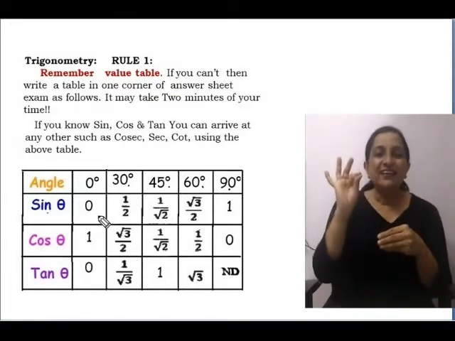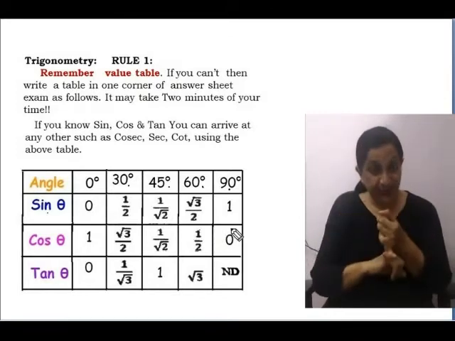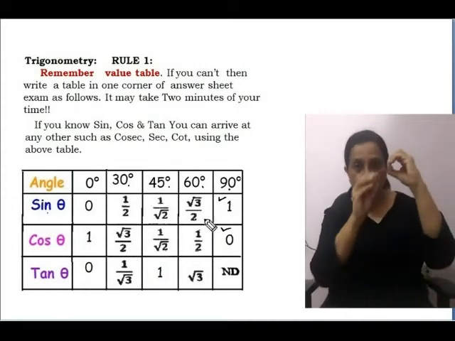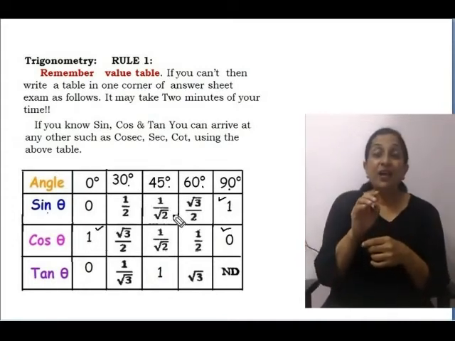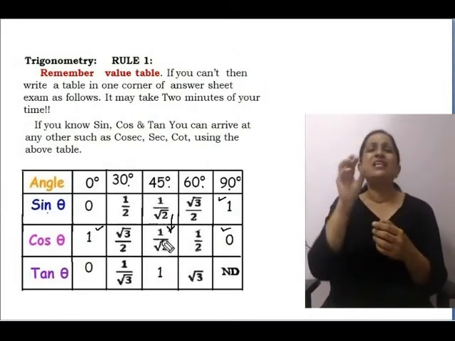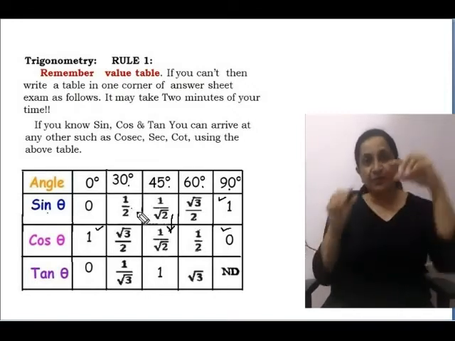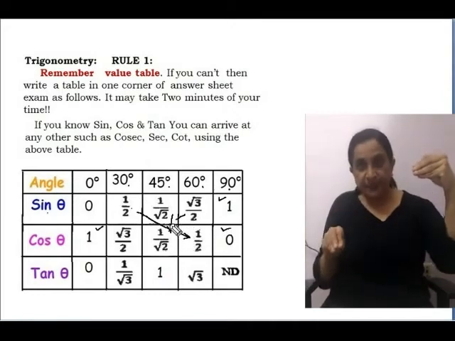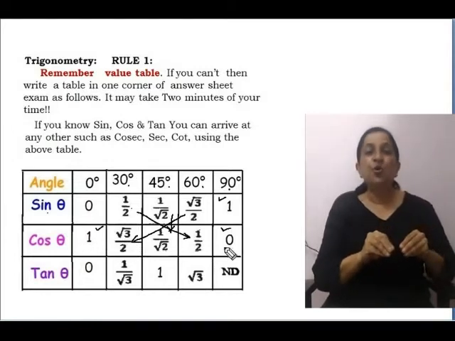For cos, you can simply put the 0 here. Then the one that is here, diagonally opposite, you put it here. Then 1 over root 2 and 1 over root 2 for 45, both are equal, so you put one below the other. What remains is only 30 and 60. So this half, you put here, diagonally opposite. And this root 3 by 2, you put it here. So the cos table is filled now.